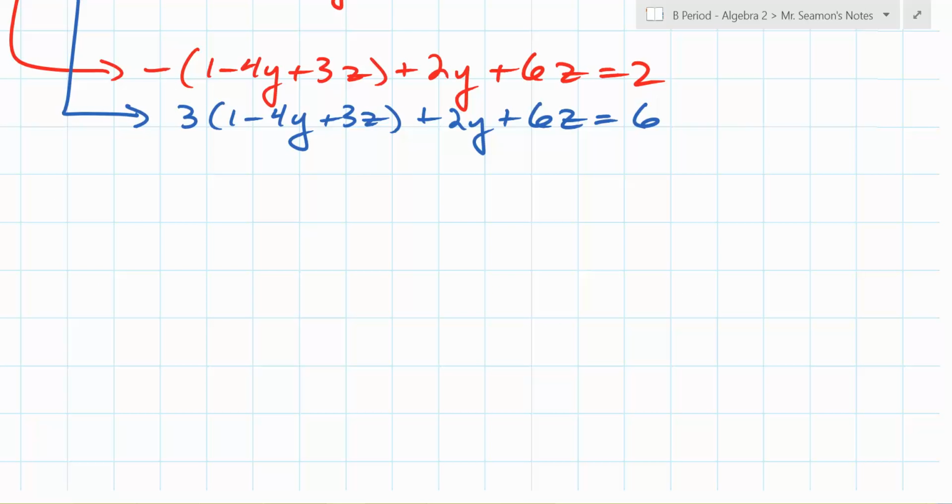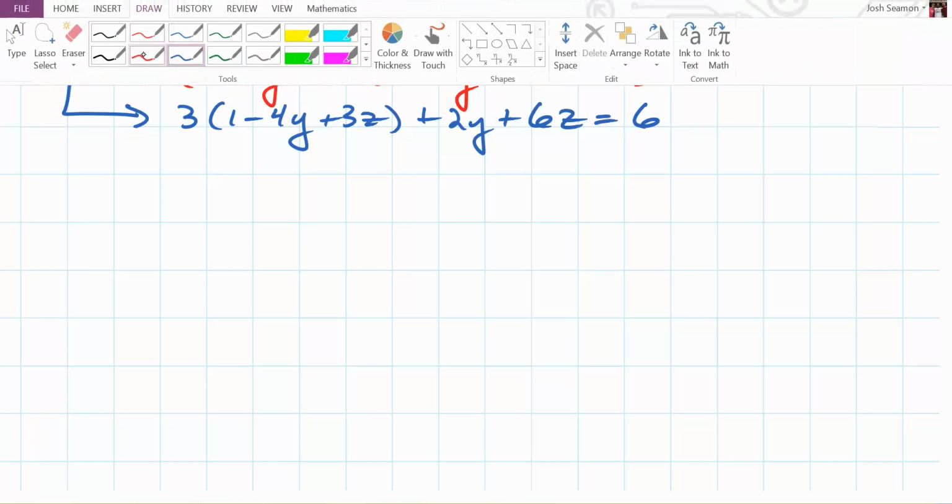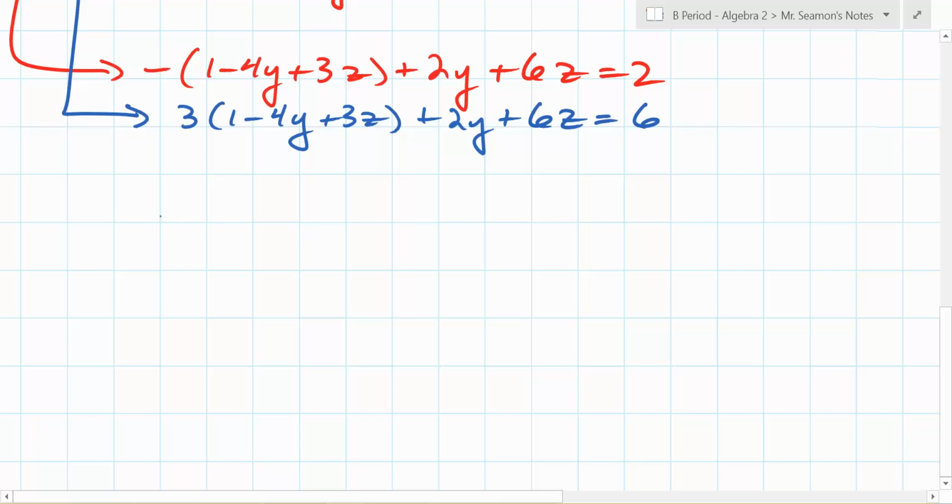How many equations do we now have right here? How many variables are present? 2. So theoretically, are we back to 4.1? Yes, theoretically we are. What do we need to do before we solve those, though? Distribute and simplify. So let's distribute and simplify the top line first. We end up with negative 1 plus 4y minus 3z plus 2y plus 6z is equal to 2.